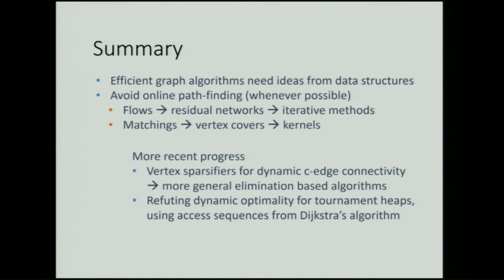This is an idea that is still very active in recent works. Recently, there has been some progress on getting this to work for k-edge connectivity: instead of just maintaining 1 connectivity or 2 connectivity, there are now results that are able to maintain arbitrary connectivity values. And on the flip side, some of these ideas, the connection to graphs, are even useful in the data structure setting: you can show some separation between online and offline data structures. Namely, you can show that certain kinds of heaps cannot have dynamic optimality by looking at the access sequence from shortest path algorithms.